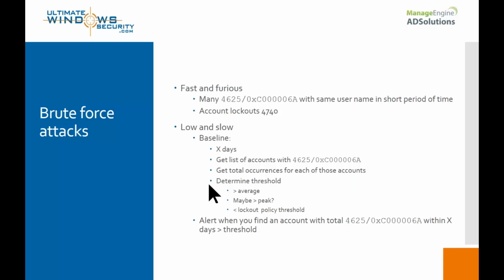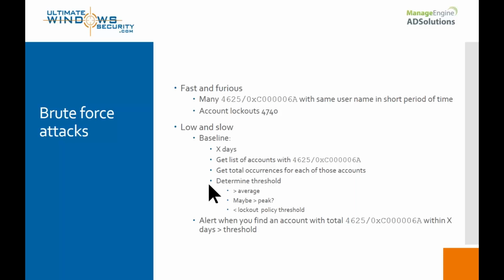And then we determine here's what our threshold is going to be for X logon failures because of a bad password within 7 days. It's certainly going to be above the average for Tom, Dick, and Harry. Maybe we pick, well, who had the most, Tom, Dick, or Harry? Oh, Harry. All right, then let's say our threshold is going to be over that peak. And certainly you'd want the threshold to be less than your lockout policy threshold, because otherwise that's going to be triggered. So a low and slow attack is designed not to trip your lockout policy.